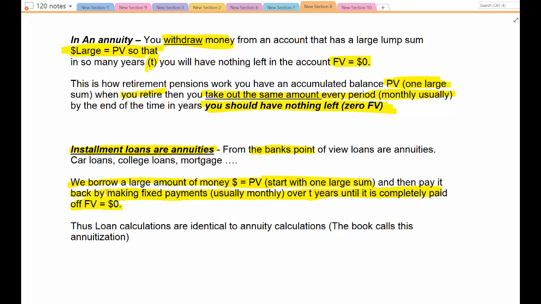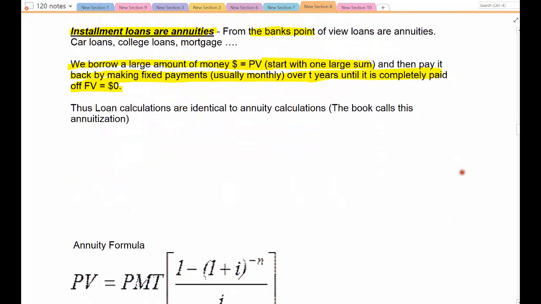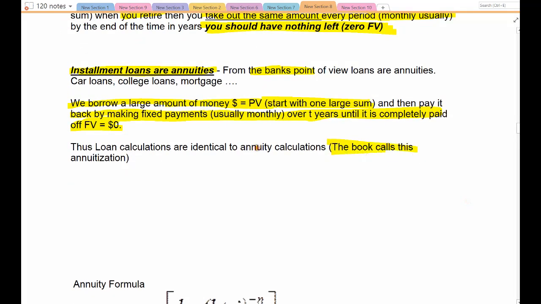So it's the same equation, identical calculations for loan installments and annuities. Just so you know, the WebAssign and the book will call those annuitizations, for instance, but it means the same thing. They're annuities and installment loans.